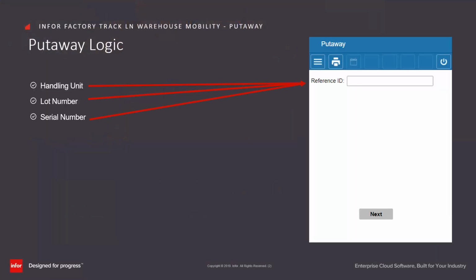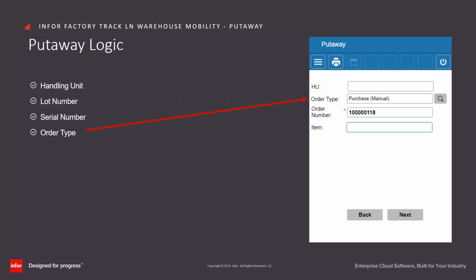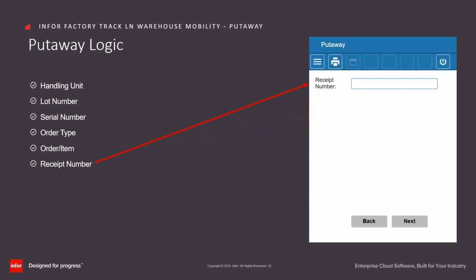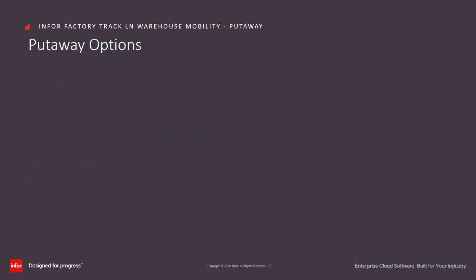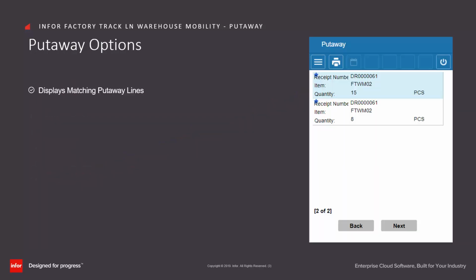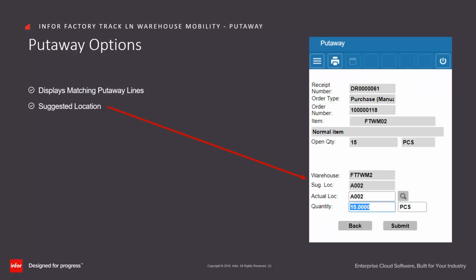When determining which items to be put away, the operator can scan in a handling unit, lot number or serial number in the reference ID field, or select the order type, order number and item, or if the parameters have been set appropriately, can enter a receipt number or a storage list. In all circumstances, the put-away screen will then display matching put-away lines.